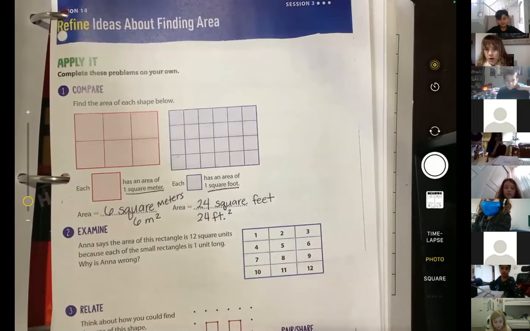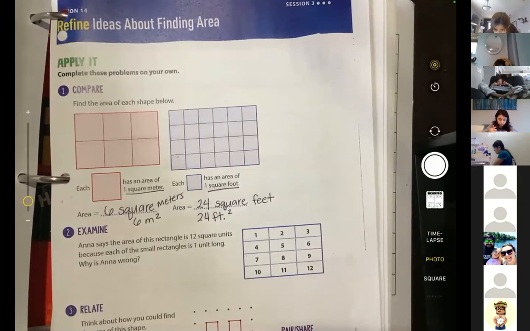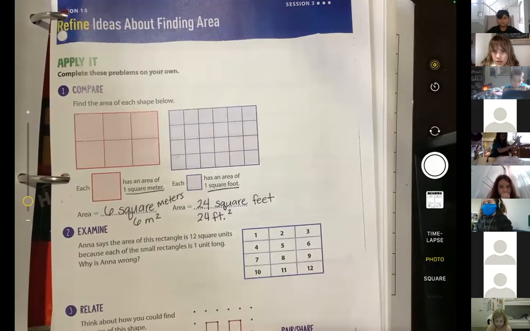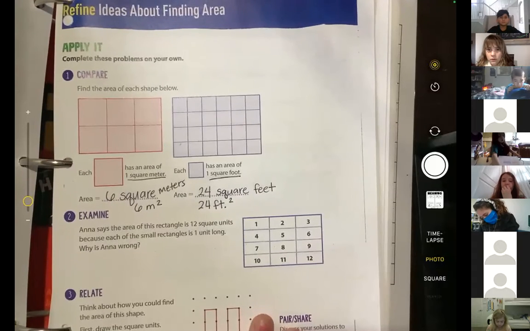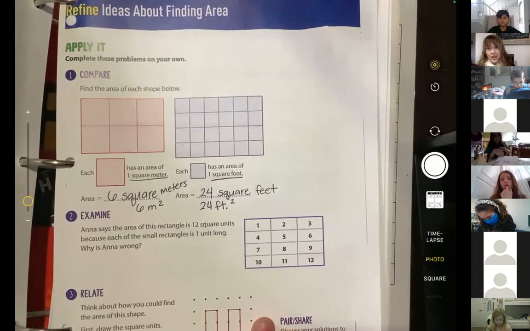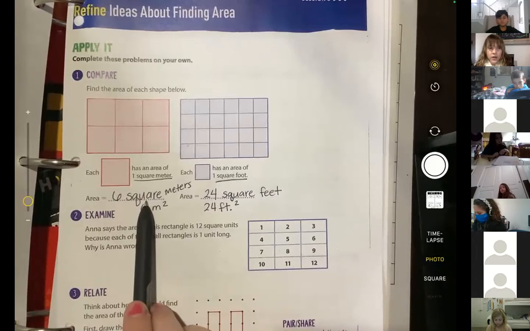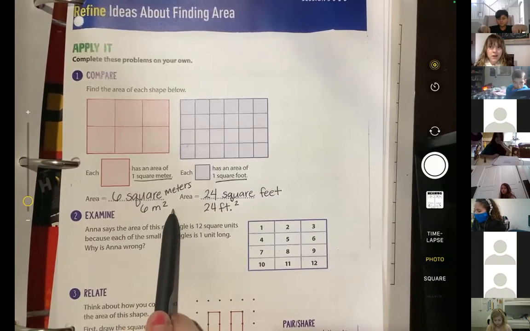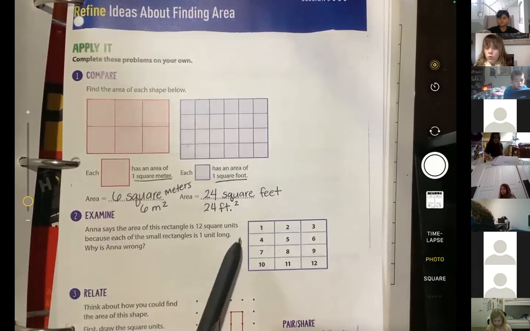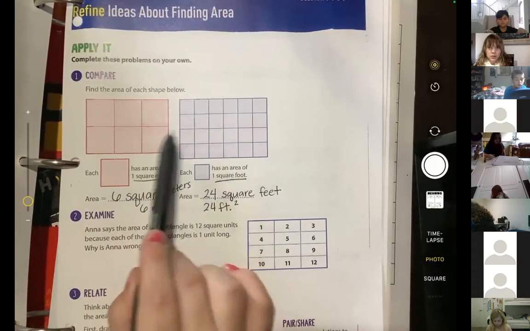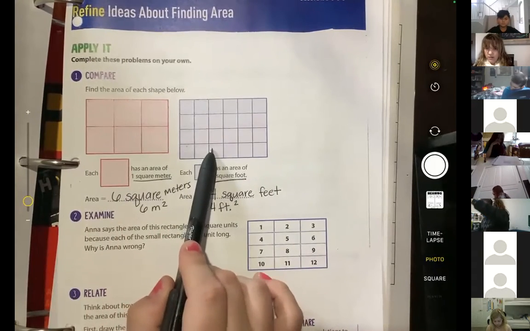Who has an idea to tell me why she's wrong? Looking at her hand. Does somebody have an idea why she's wrong? Sophia H., why do you think she's wrong? Because they're not full squares. They're not like squares. Bingo. They're not squares. In order to find the area of something, that's why this word square, or this little 2 here that means squared, is super important. When you are measuring using squares, they have to be squares, right?